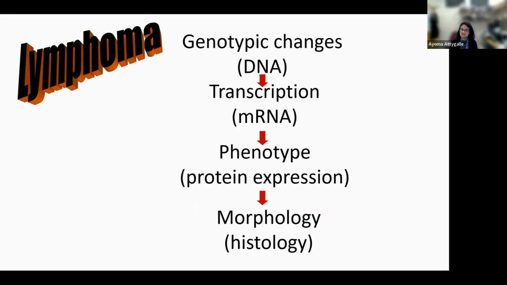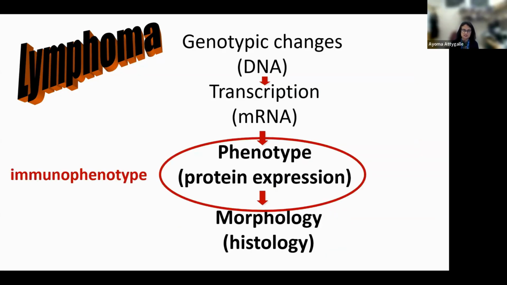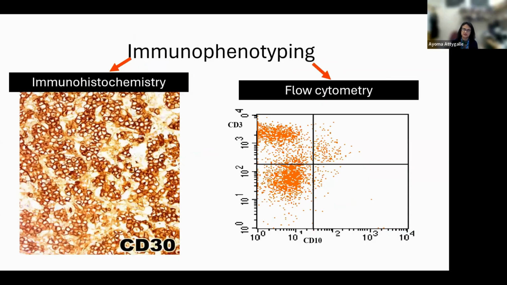So lymphomas, just like any other tumor type, you start out with genetic changes, in other words, the DNA, which is transcribed, so that is the mRNA, and then translated into protein expression, which is the phenotype. And it is this that results in the morphology or the histology that we see under the microscope. So when we see this morphology and histology, we then build up by assessing the phenotype. And this we do by immunophenotyping.